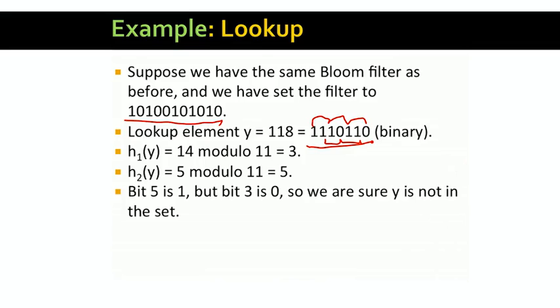To test membership of y in the set represented by the Bloom filter, we thus look at bits 3 and 5. Bit 3 is 0. That's actually this bit. Bit 5 is a 1. That means 118 could not be in the set, because both would have been 1 if so. We say no, and that is the correct answer.